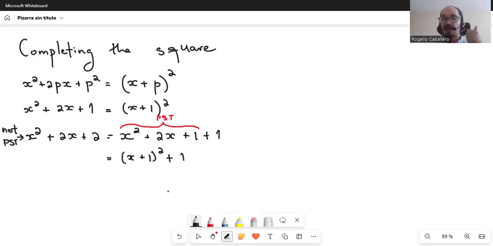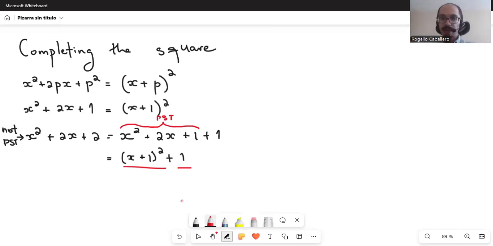And that's it. We have achieved what we wanted to do. We wanted an expression where there was only one instance of the variable x, in contrast with the original expression where there are two instances of the variable x. When we get this non-perfect square trinomial into this structure, the square of a binomial plus something extra, we can say that we have successfully completed the square. Very good. So that's it.